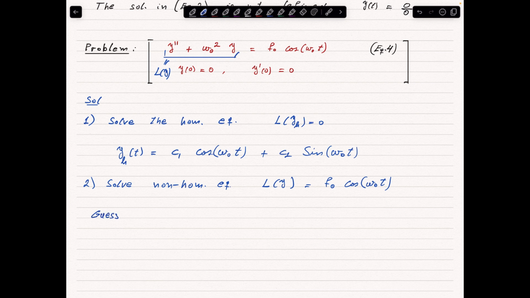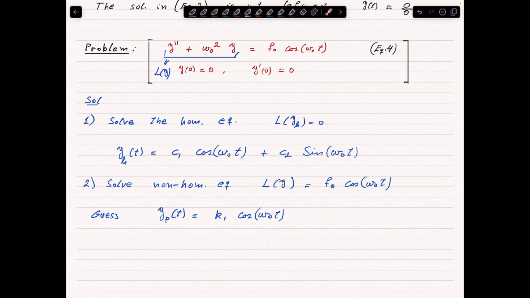Recall we don't have the term with the first derivative, so what we did before is, we guessed a particular solution y of t equal some constant cosine of whatever our source is. In this case it is omega 0 t. So if we guess that, well, that is going to be the wrong guess now.